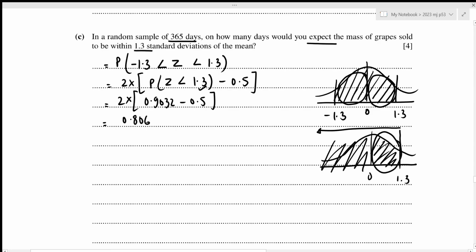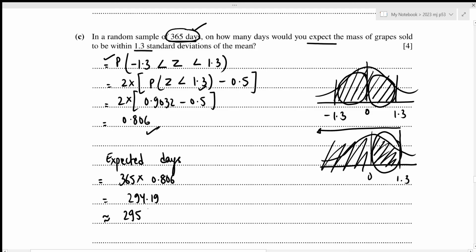And now this is only the first part, because we still have to figure out the expected days out of 365 days where this probability is met. And always remember, in order to calculate the expected number or expected days in this case, you have to multiply the given sample, which is 365 in this case, to the required probability criteria, which is 0.806. And this gives the value of 294.19. Since we're looking for expected days, we need to round it up. So 295. That's all for the third part. Let's move towards the next one.